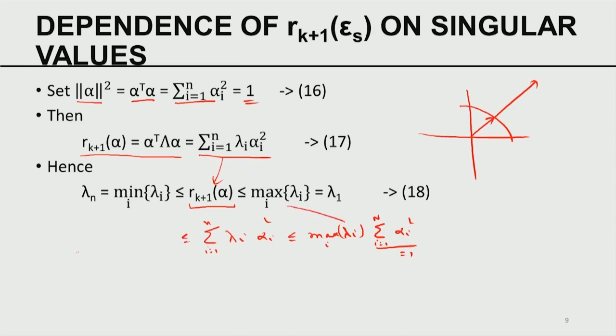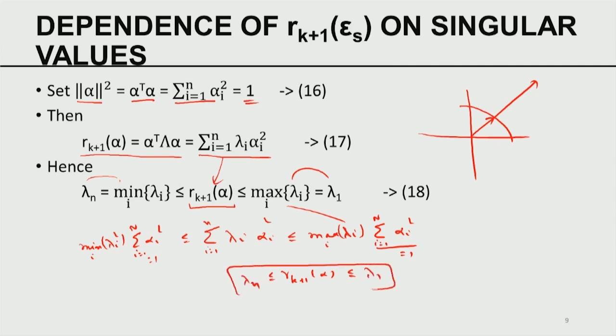This is also right: minimum over I of lambda I times summation alpha I square, I equal to 1 to n, that is equal to 1. Therefore, lambda 1 is the maximum eigenvalue, lambda n is the minimum eigenvalue. It readily follows that RK plus 1 of alpha lies between lambda n and lambda 1, where lambda 1 and lambda n are the maximum and minimum values of the eigenvalue.